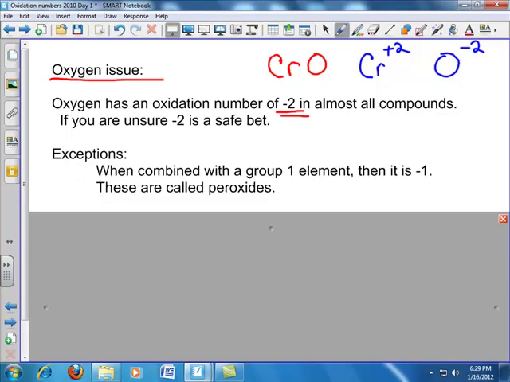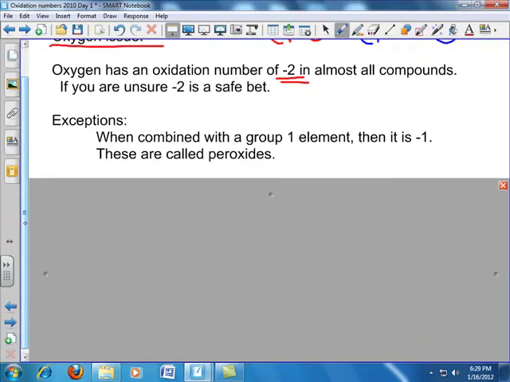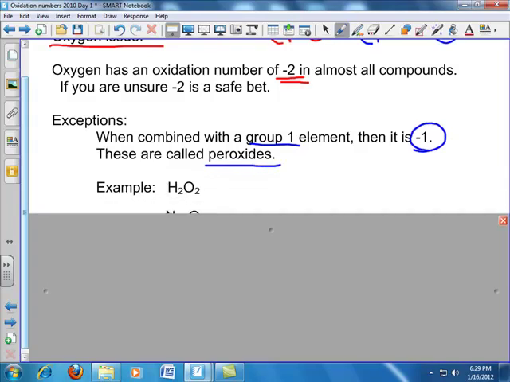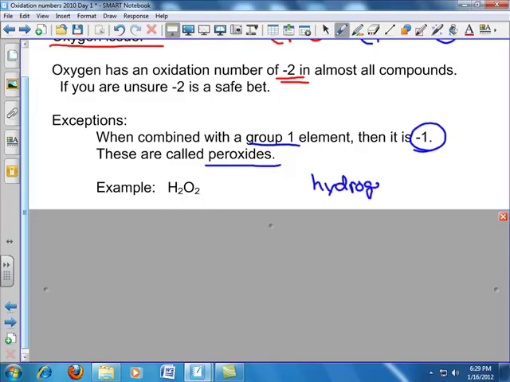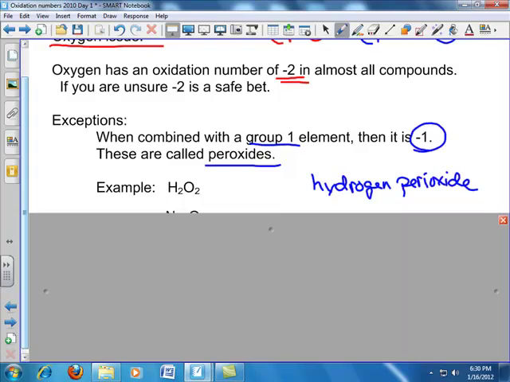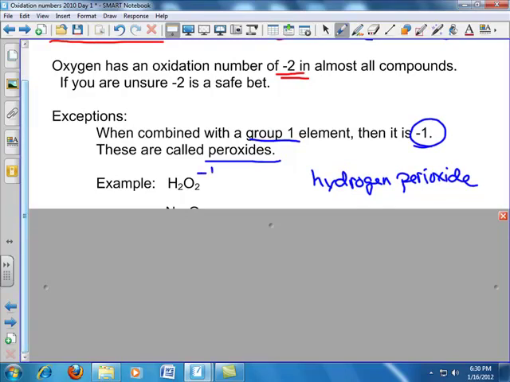That's how you can use it, and it can be useful. The one thing I want to talk about right away is the exception. The exception for oxygen is when oxygen is with a group 1 element, then it's -1. That's the only time it's -1. And these are called peroxides. You are actually very familiar with one of the most common peroxides. This H2O2, its technical name is hydrogen peroxide. I'd be willing to bet almost every one of you has this in your house. It's a common household chemical. We use it to treat cuts and bruises, more cuts than anything else. As you can probably see, in this case, oxygen is a -1.